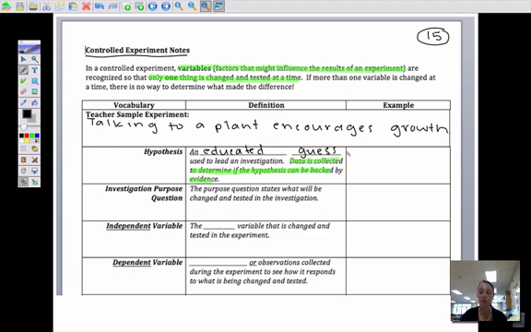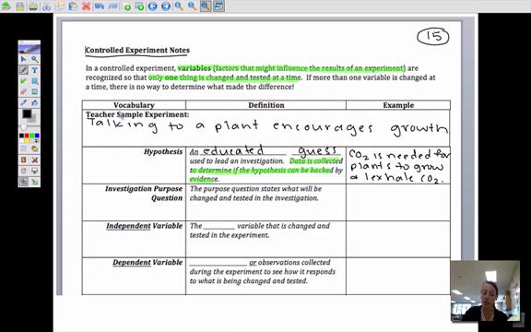So my hypothesis is that carbon dioxide is needed for plants to grow, and I exhale CO2, or carbon dioxide.